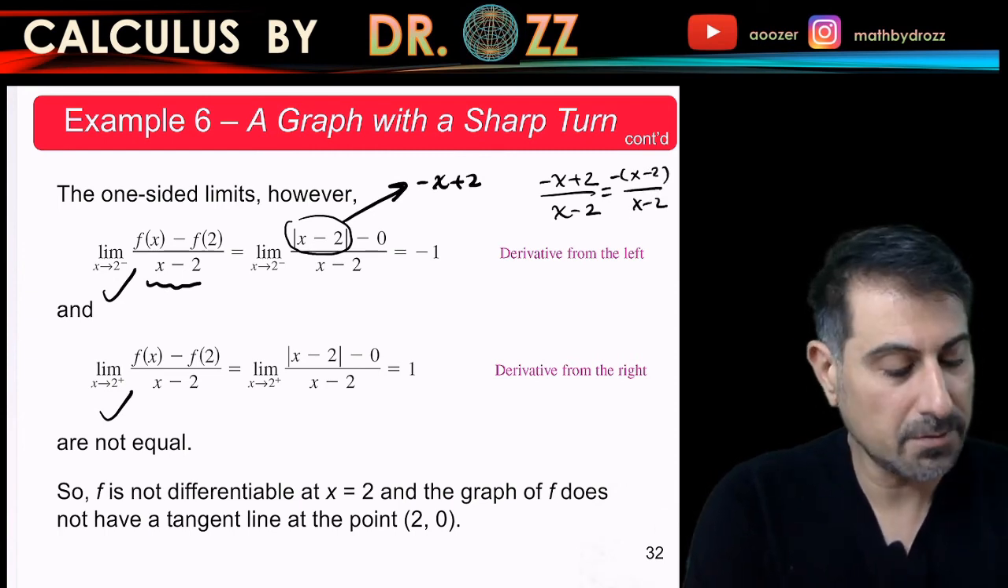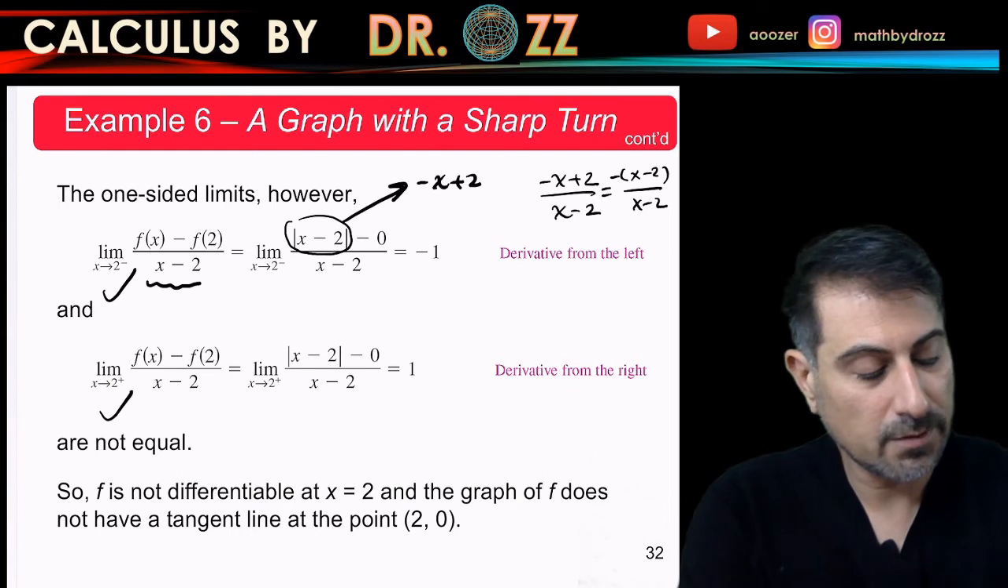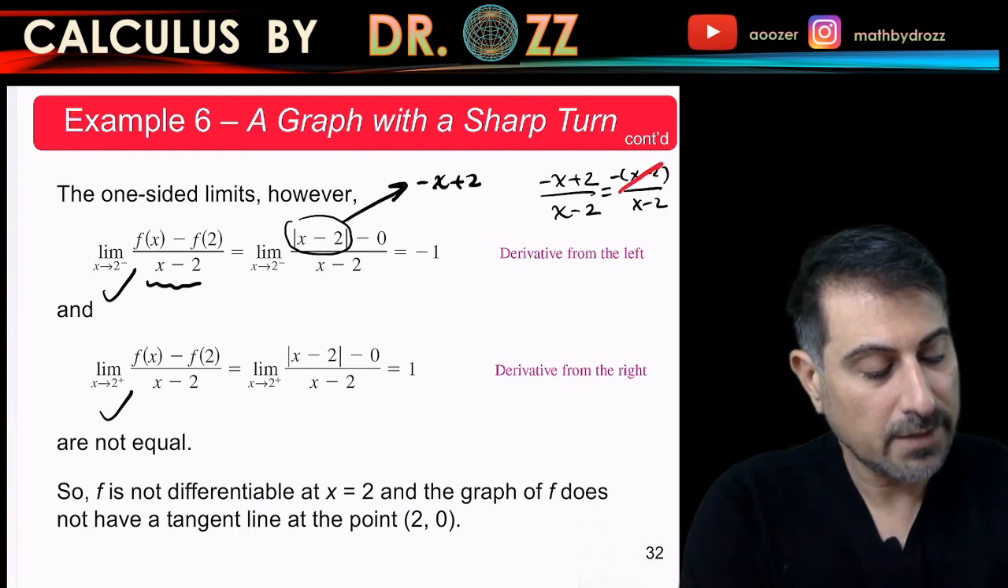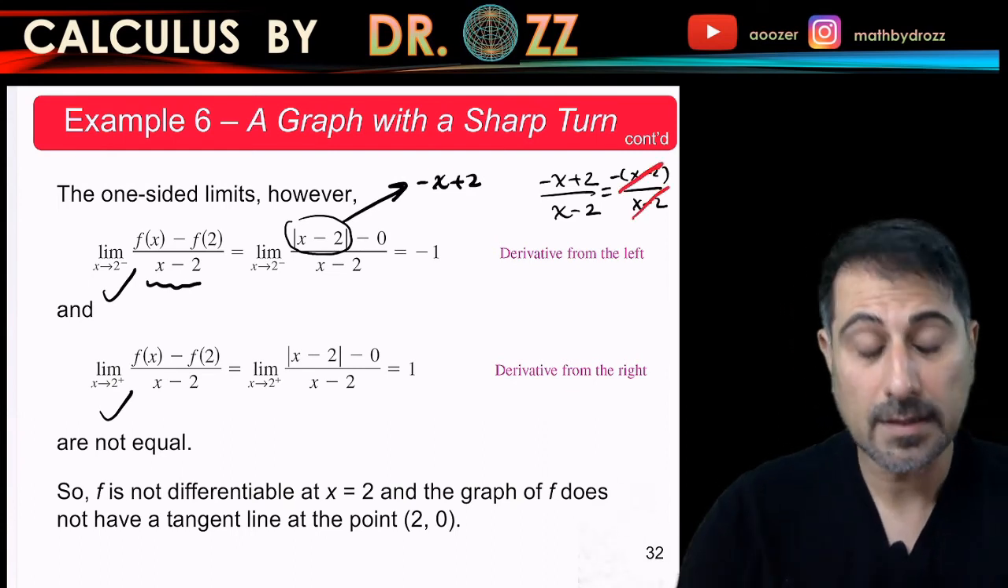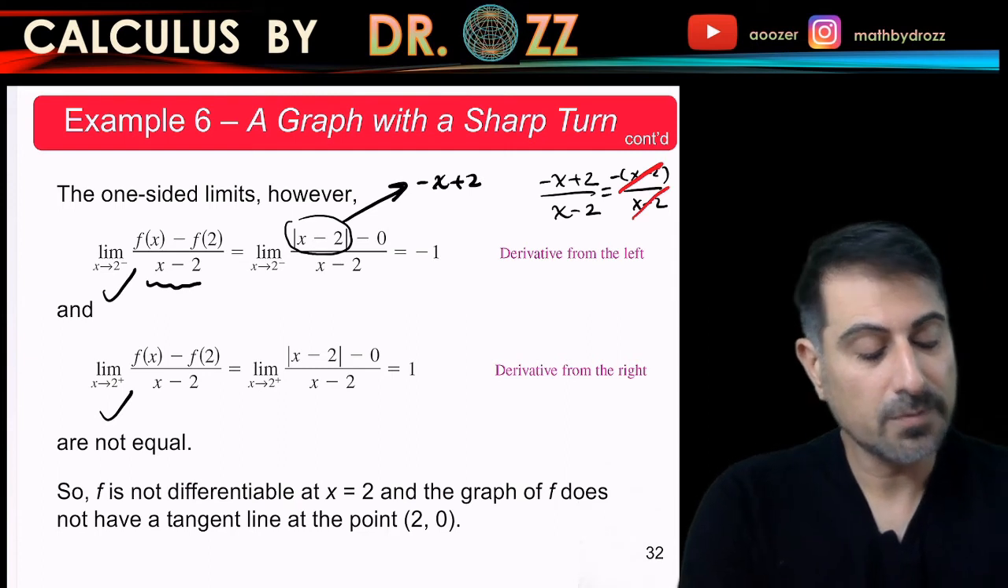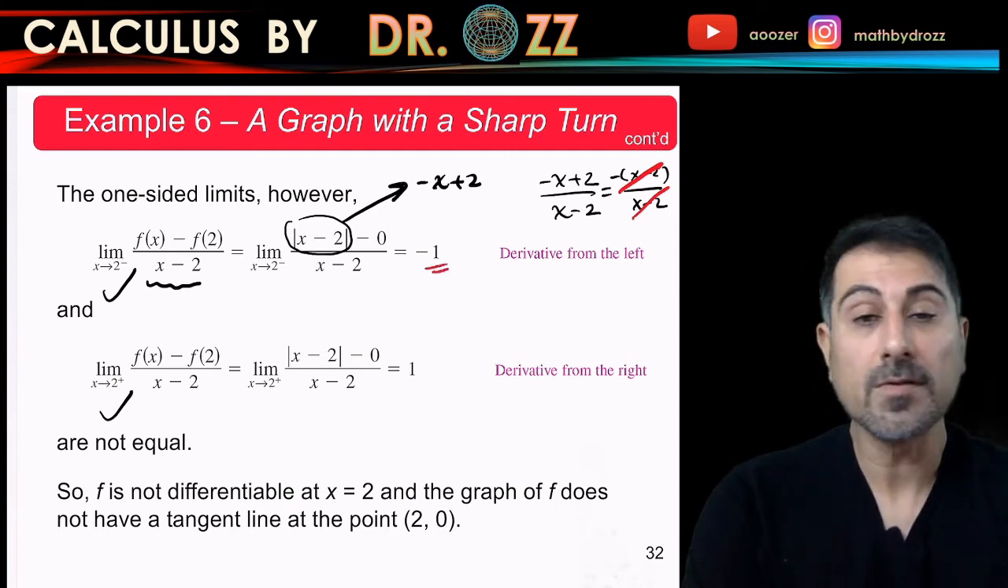So once you use the dividing out technique, you can prove that this limit is going to be -1.